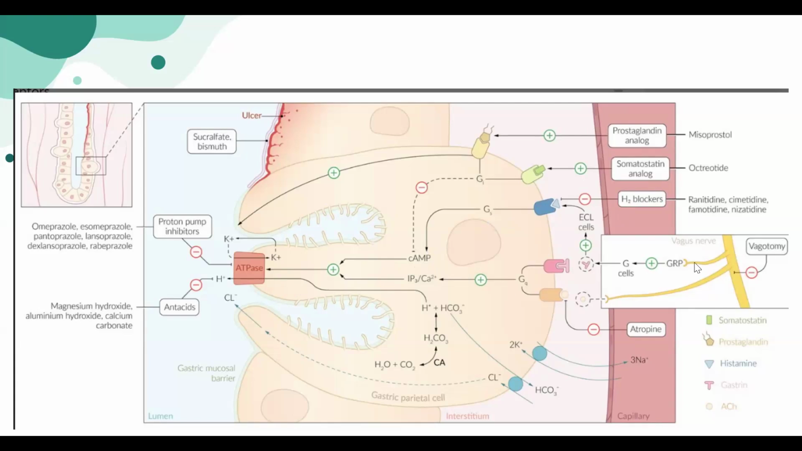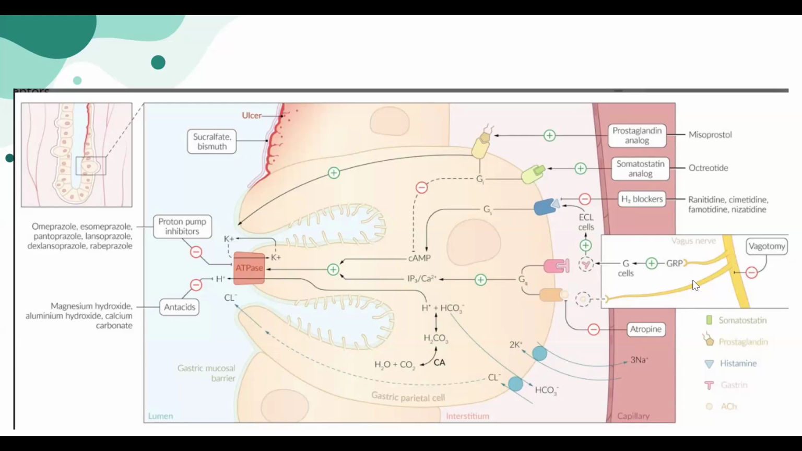Next we have the vagus nerve, which secretes two things. It secretes acetylcholine, which binds directly to its receptor, the GQ pathway, which will activate the IP3 calcium pathway, and then we have stimulation of the ATPase. But if you inhibit the vagus nerve, which can be done by a vagotomy, otomy means to cut, so you're technically cutting the entire vagus nerve, you're not going to have any of this. All of this will be inhibited.